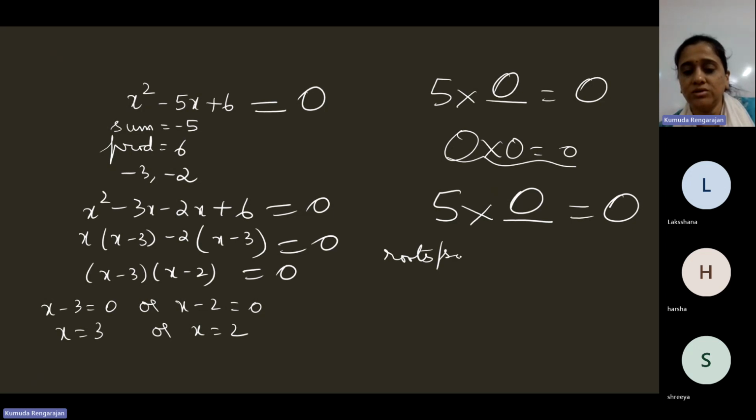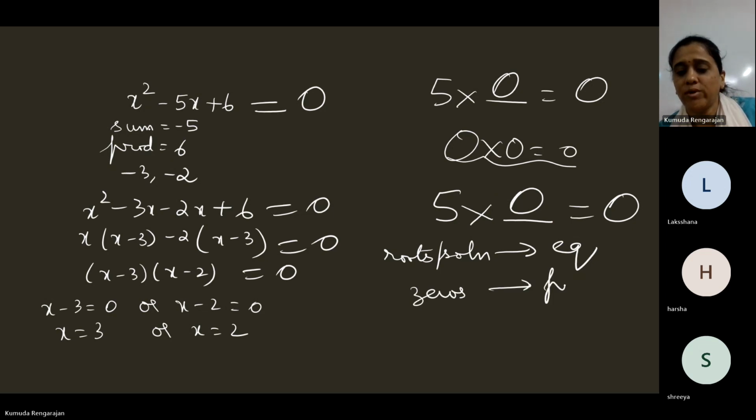Roots and solutions are associated with an equation. Zeros are associated with a polynomial. Same number or numbers. All right? Okay.